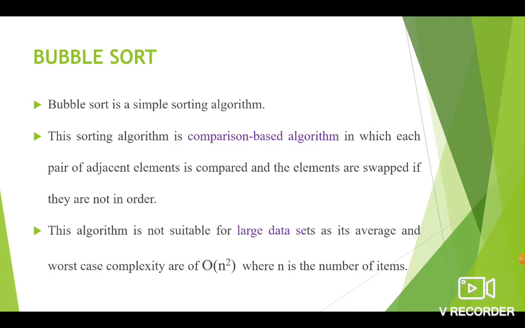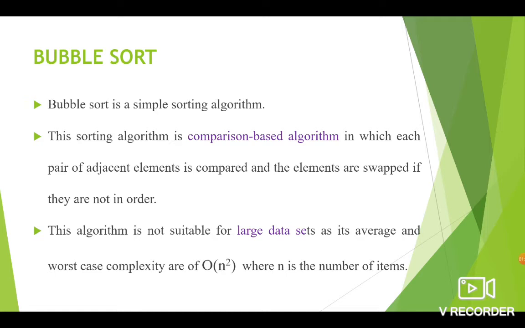How this algorithm works: each pair of adjacent elements is compared with one another. If the elements are not in order, they are swapped. So what do you mean by bubble sort? It is a comparison based algorithm. Here we are comparing each pair of adjacent elements. If the elements are not in order, then you have to perform a swapping operation.